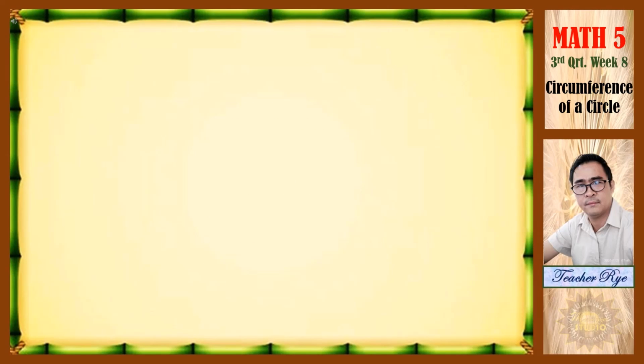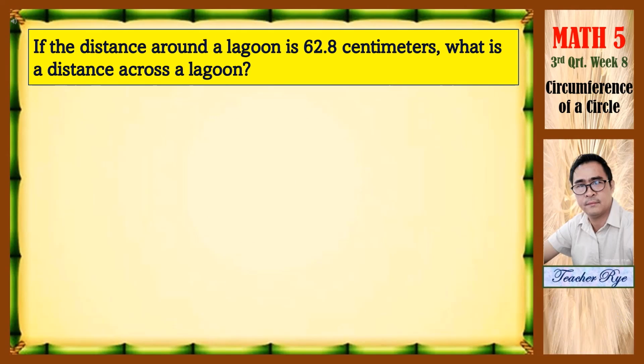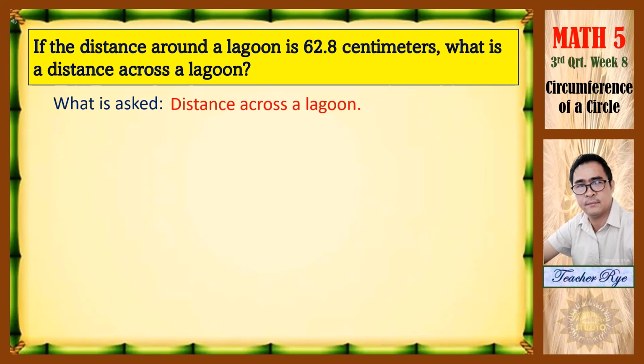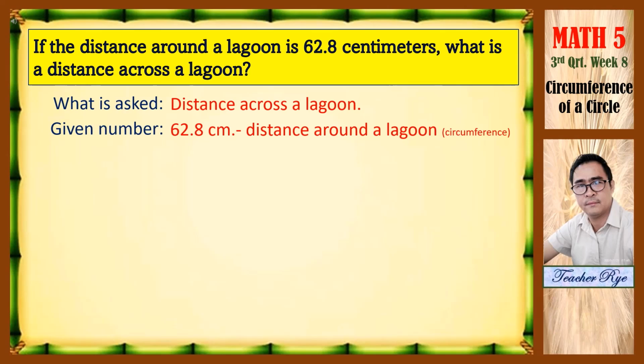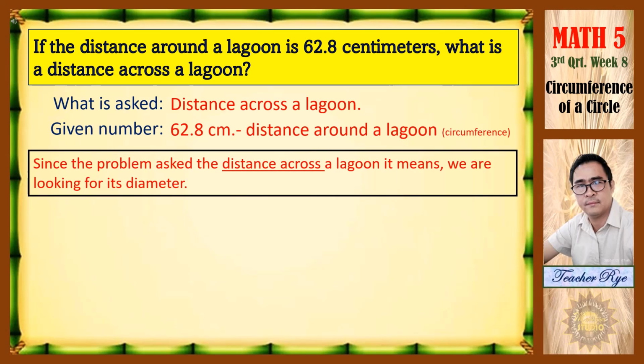If the distance around a lagoon is 62.8 cm, what is the distance across a lagoon? Ngayon, the problem asks for the distance across a lagoon. And then what is the given number? 62.8 cm, this is the distance around a lagoon, or this is what we call the circumference or perimeter. So ngayon, dahil tinatanong niyan ay across, since the problem asks the distance across a lagoon, it means we are looking for its diameter. Kasi across nga siya. Okay? So ang hinahanap natin dito ay diameter.